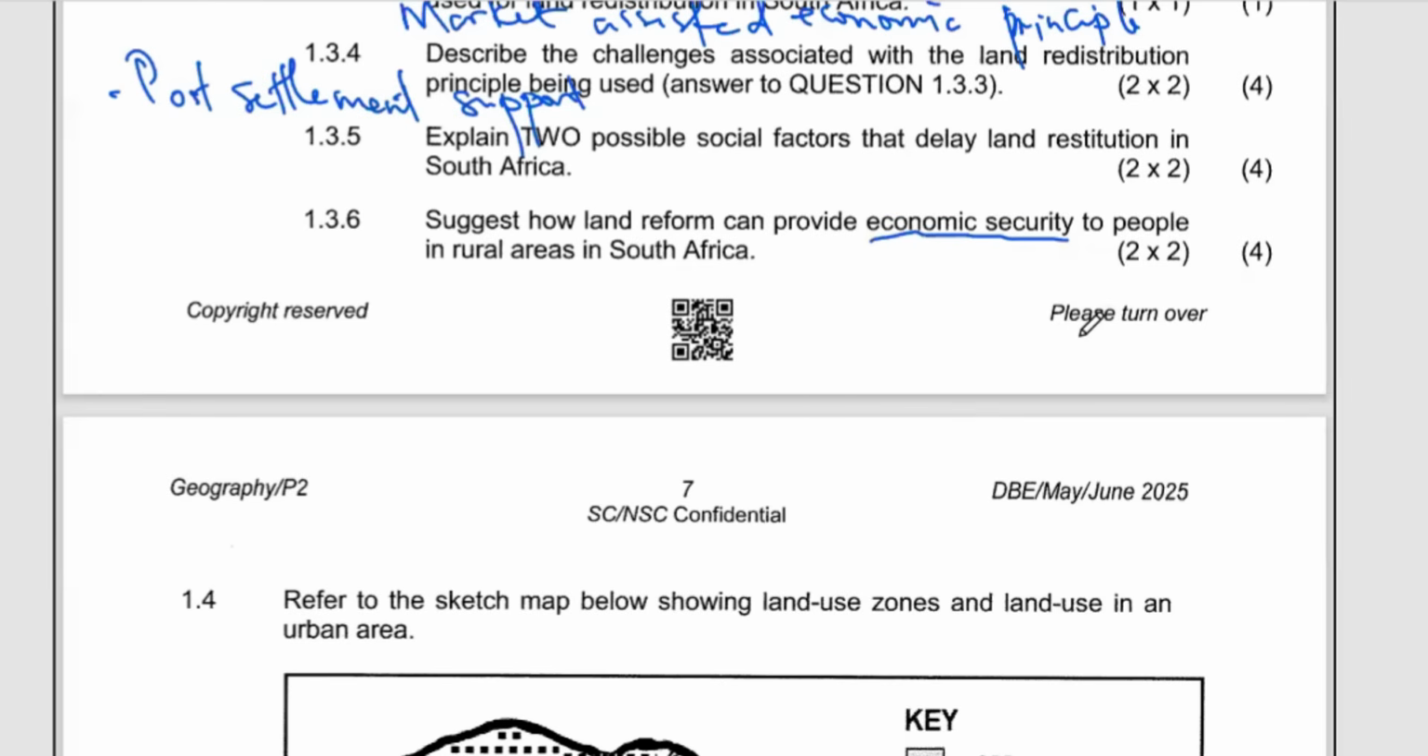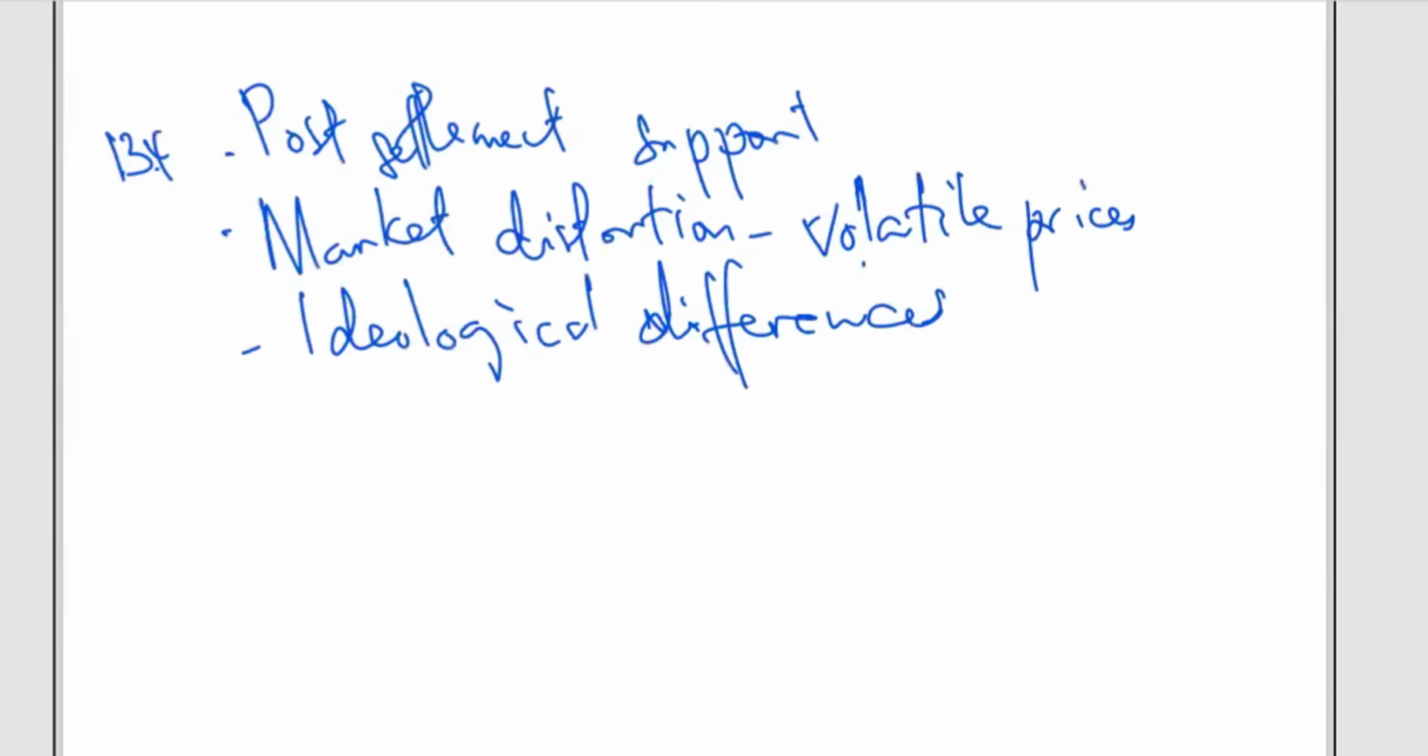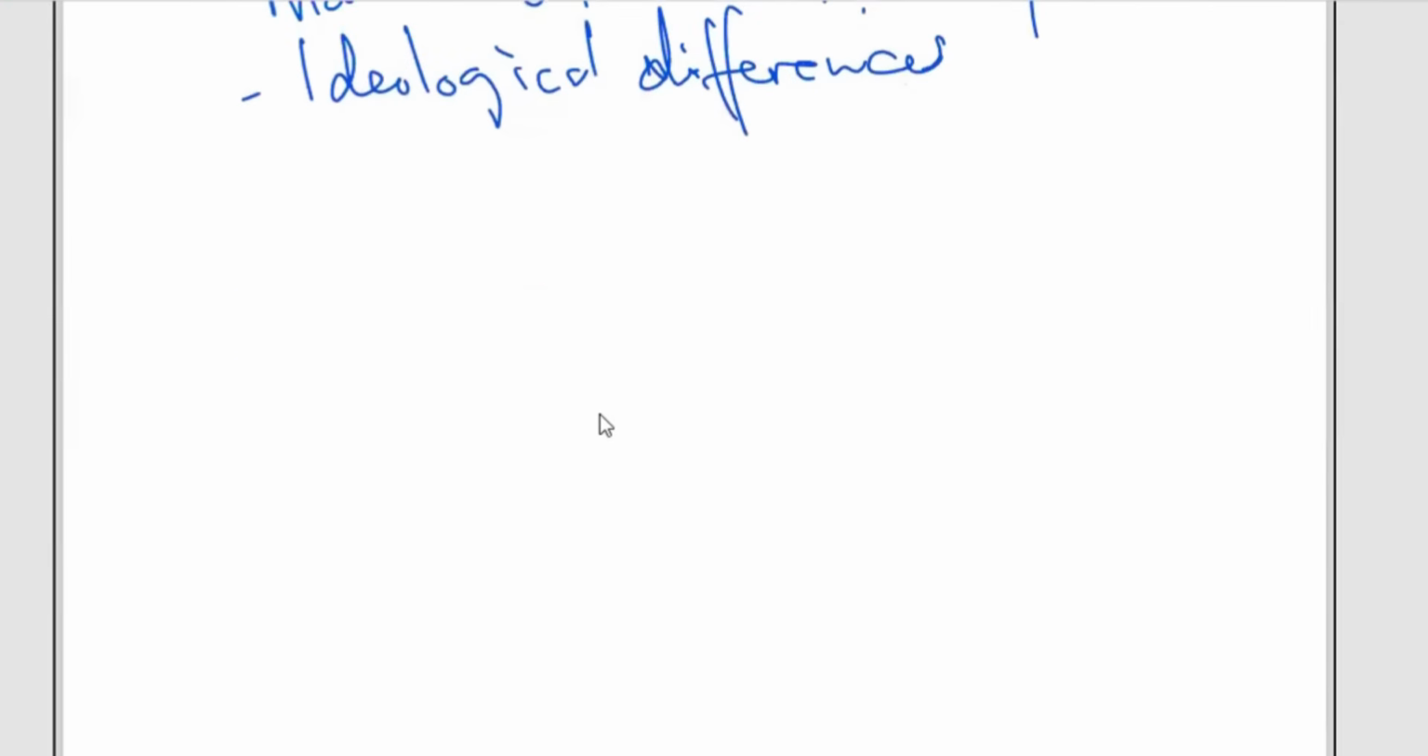But before we look at that, I think we've skipped a question. Explain two possible social factors that delay land restitution in South Africa. Right, number 1.3.5, we want to look at it. We want to look at possible social factors that delay land restitution. Giving back land to the rightful owners is not happening at the pace that we expect. What are the challenges that are delaying the process of transferring land to the rightful owners, to those who were disadvantaged by the practices of segregation through apartheid?